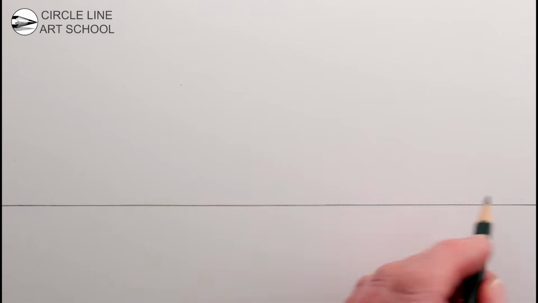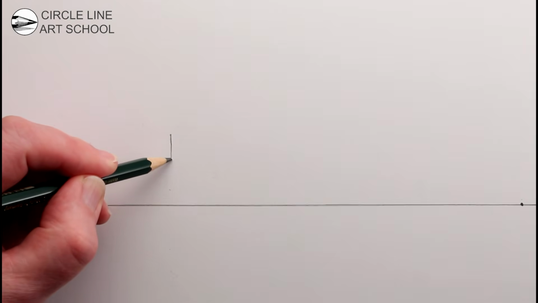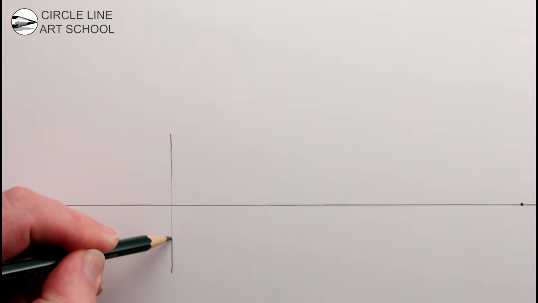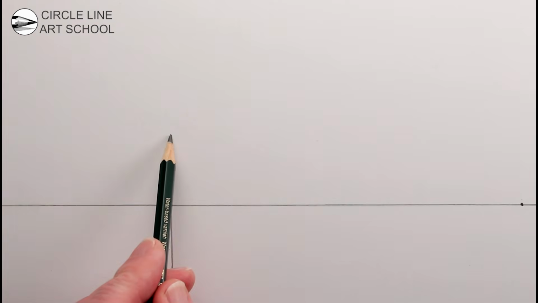Next, draw a dot for the vanishing point on the right. This point is where all the receding parallel lines will go towards. The next step is to draw a square on the left, with the horizontal line in the middle of the square.